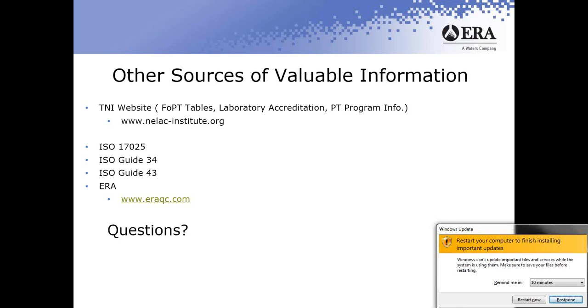Autumn Farrell asks, how do you know what method a PT provider is using to calculate the acceptance limits? It depends on the study. All PT providers for T&I evaluations are required to use the criteria prescribed in an FOPT table. So if PT provider A has an assigned value of 1.0 milligram per liter and PT provider B has an assigned value of 1.0 milligram per liter, those acceptance limits better be the same. And they're designed to be that way.